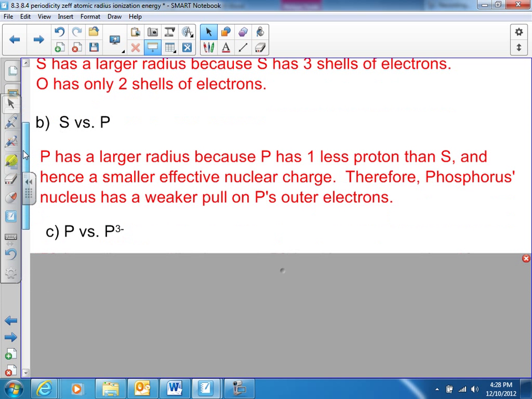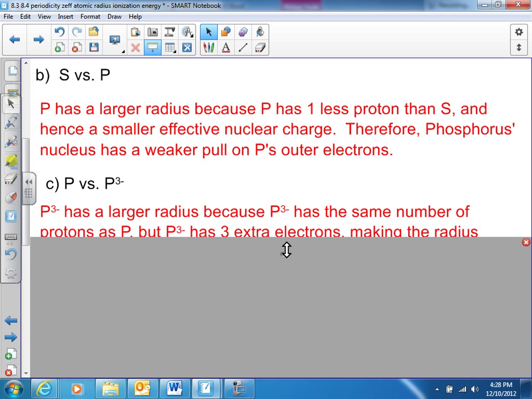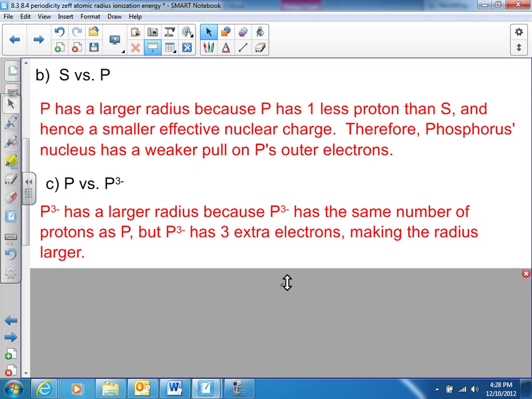We're going through all the different types of problems that we had for ions and atoms now. So you want to think logically, P versus P3 minus. When you have an ion present, you want to compare the number of protons and the number of electrons. So these have the same number of protons, but P3 minus has extra electrons. So P3 minus is bigger.